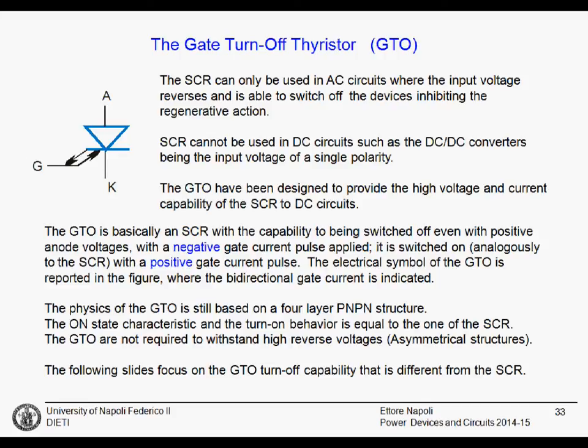What we've seen before is that the SCR, the classical thyristor, can only be used in AC circuits with the input voltage that reverses, and in this case the device is switched off by the voltage. When you have a DC circuit like the DC-DC converter, buck boost, you cannot use an SCR because you don't have the reverse voltage able to switch off the device.